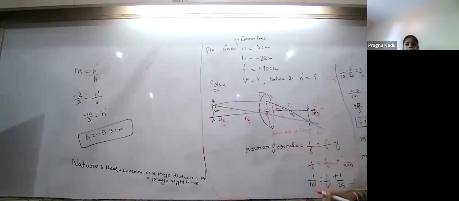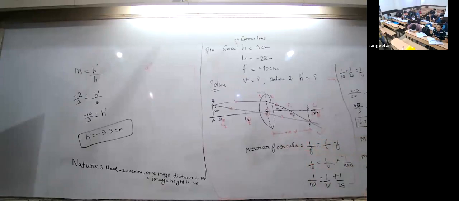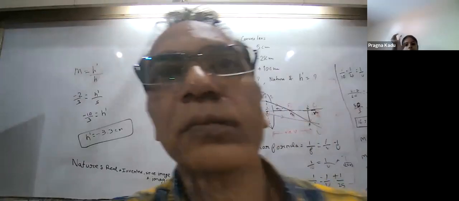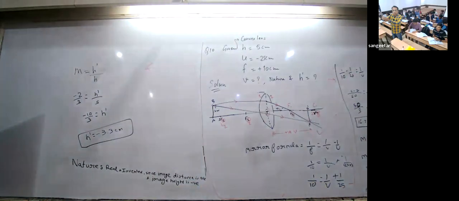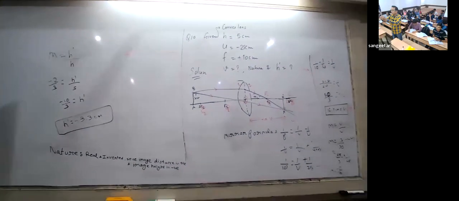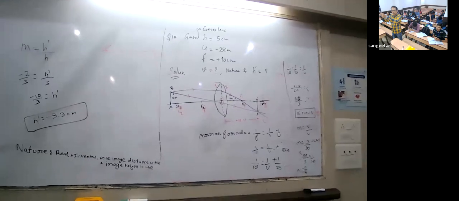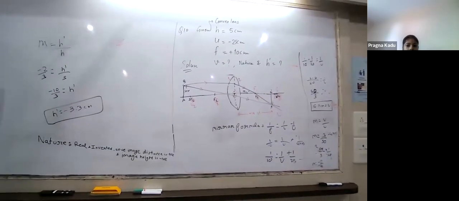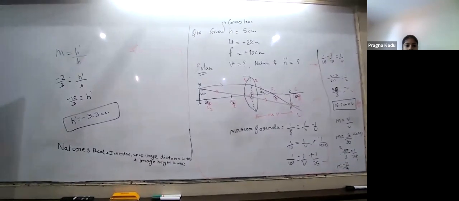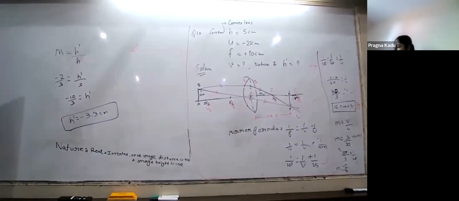Can you shift the camera a bit to the third column? The board. You're not able to see the board? No, like the third one, third part. Okay, wait. Yes, so now it's fine. Okay.